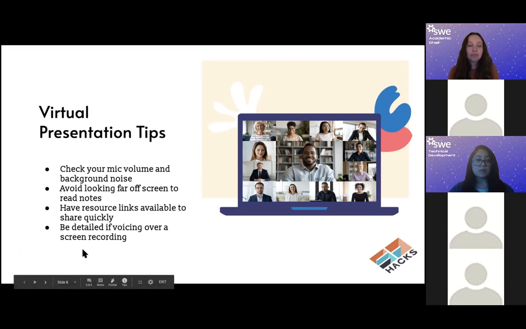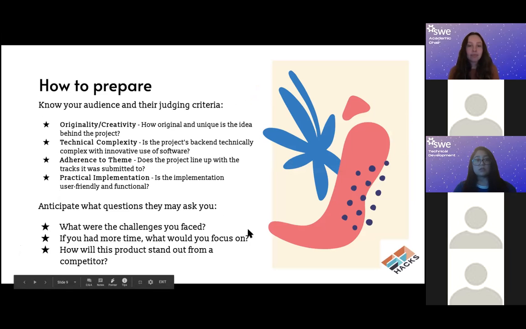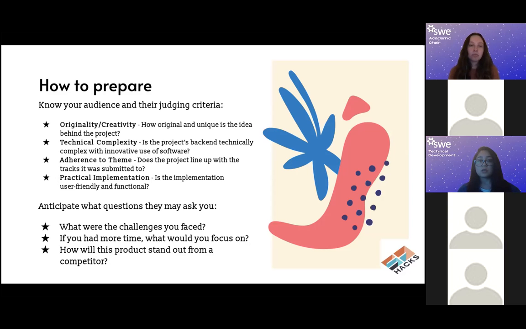All right. And so in preparing for your pitch and recording it, it's good to know your audience and their judging criteria. So for example, thankfully what you have with the SD Hacks Discord is you already have the judging rubric. We have that here as well for you to look at. So just some things to keep in mind are originality and creativity, technical complexity, adherence to theme, in this case the tracks for SD Hacks, which you can also find on the Discord, and then practicality and implementation. So you want to try and address each of these in your pitch.